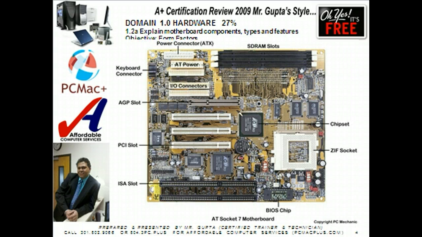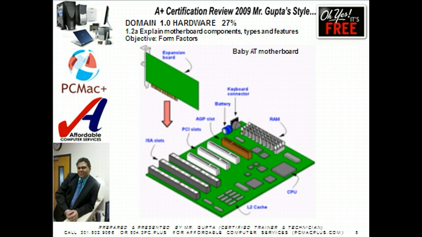The AT form factor is the oldest and the biggest form factor. It was popular until the Baby AT was released, which was around the time of the 386 processor, in 1992 to 1993. The reason that prompted the Baby AT was the width of the AT, 12 inches, and the fact that the board was difficult to install, service, and upgrade. The Baby AT was the standard in the PC industry from roughly 1993 to 1997.